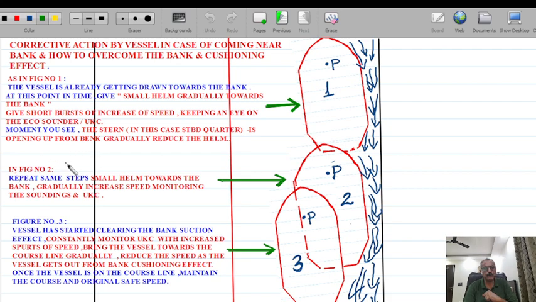Now, figure number 2. Repeat the same steps. In this figure, you repeat the same steps, that is, slight helm to the starboard, increase the vessel's speed in short spurts to get rid of this suction and cushioning and the venturi effect. You will see that you are gradually coming out of this danger, but you have to be patient, you have to be knowledgeable, you must know what is happening. Your situational awareness is very, very important. Remember, situational awareness, you must be very sound about. Now repeat the same steps, that is small helm towards the bank, gradually increase the speed, monitoring the sounding and the UKC. Figure number 3.